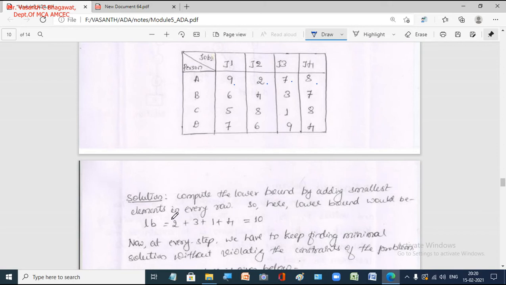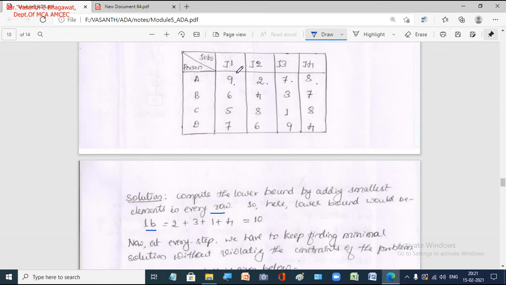So we are supposed to find the lower bound here. Now we start with finding the initial lower bound. Now how do we compute the lower bound? For this particular problem, we are going to compute the lower bound by adding the smallest element in each row. That means whichever is the smallest cost in each row is added, so that we get the lower bound.